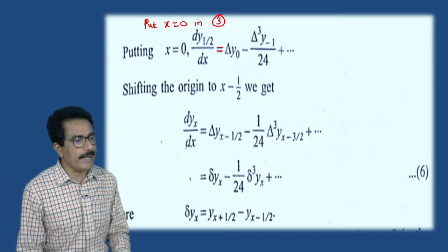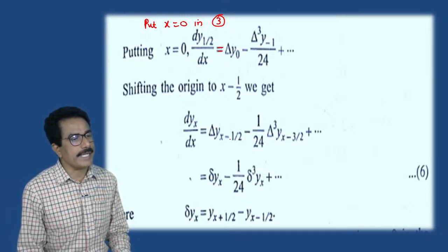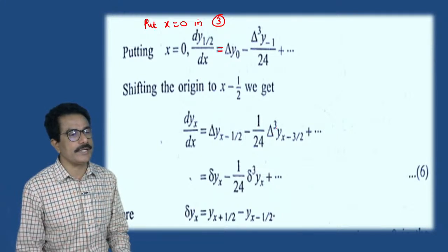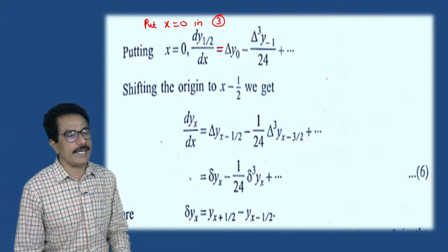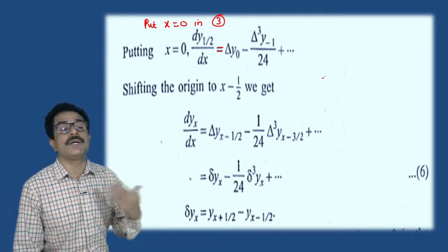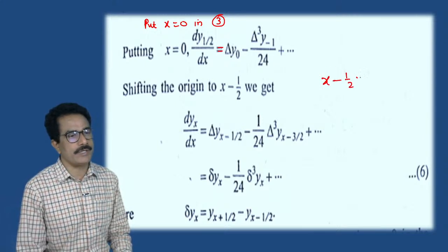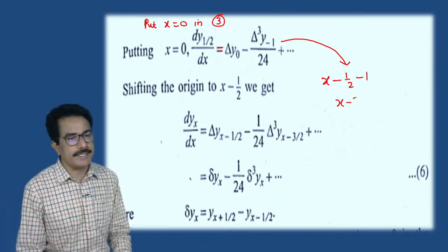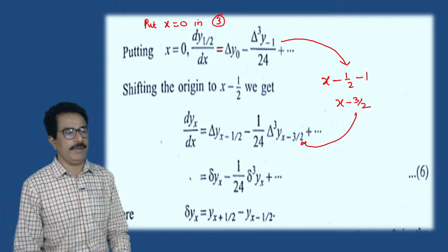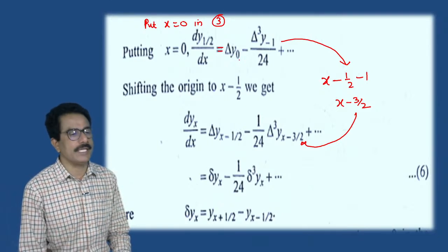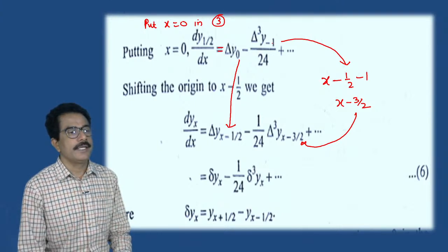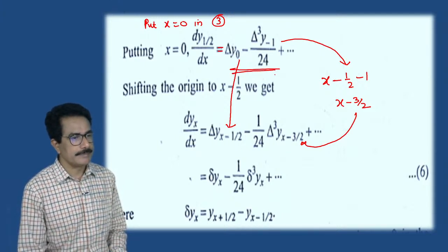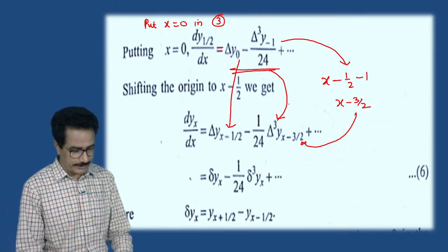सो वी कॅन राईट dy by dx इक्वल्स टू डेल्टा y x minus 1 by 2, डेल्टा y x minus 1 by 2 minus 1 by 24 delta cube x minus 1 by 2. See this minus 1 होताना shift the origin केला x minus 1 by 2 minus 1, this minus 1 shift केला, so x minus 3 by 2. So we can write this as x minus 3 by 2. इथं origin shift केला, 0 होता तो shift केला x minus 1 by 2, याला minus 1 होतं त्याच्यामध्ये प्लस ॲडिशन करा x minus 1 by 2 ओरिजिन शिफ्ट केल्यामुळं. सो दिस विल बी इन द फॉर्म ऑफ दिस आफ्टर शिफ्टिंग द ओरिजिन.